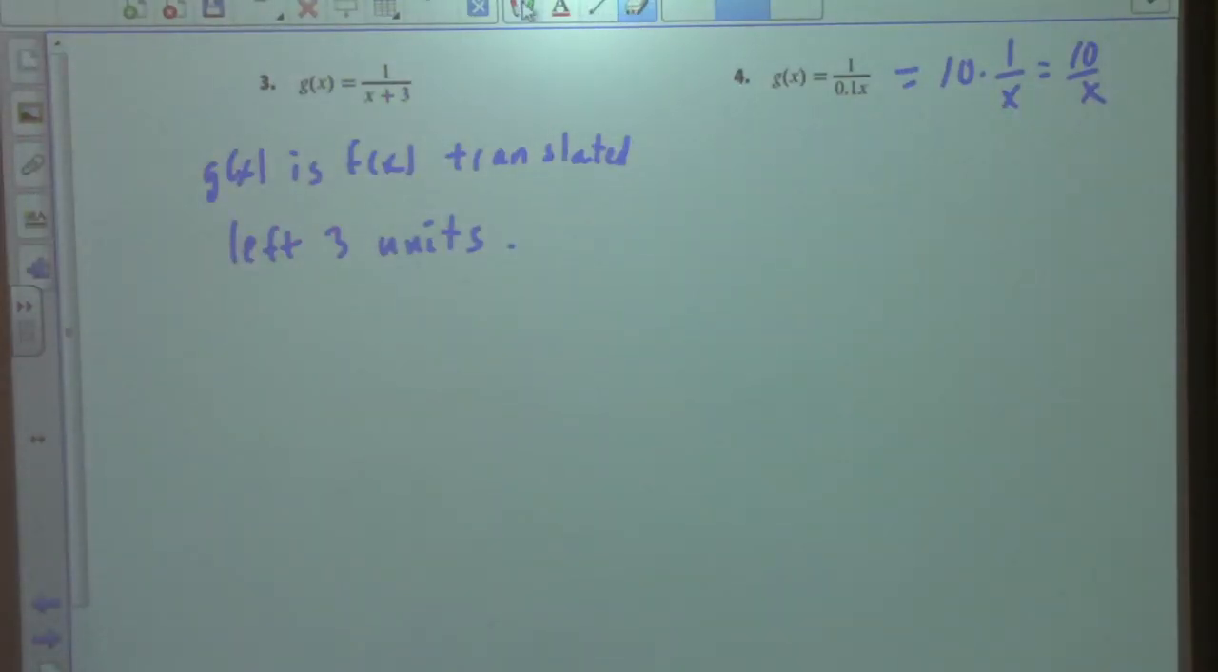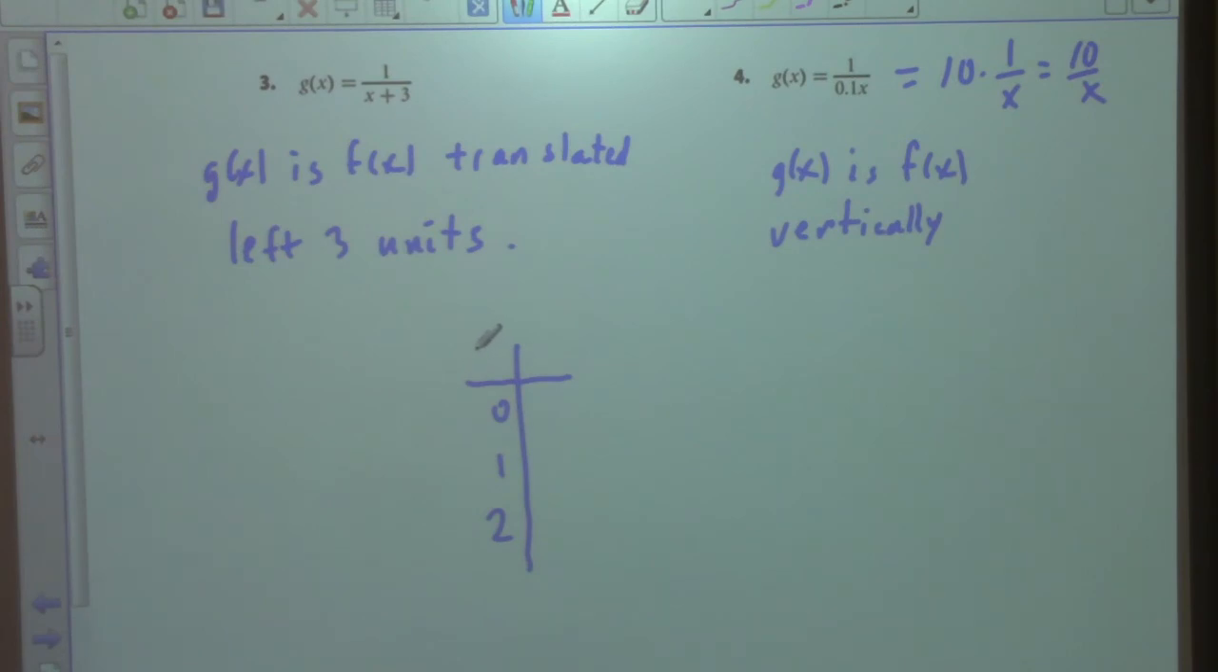Benny Z, what do we got? I'm going to go with horizontal stretch. G of x is f of x vertically compressed. Times 10 does what? Let me show you. If we have 0, 1, and 2, here we have x, f of x. We have 0, this is undefined, right? If we have 1, this is going to be 1 over x, right? If we plug in 1, what do we get? 1. If we plug in 2, what do we get? 1/2.